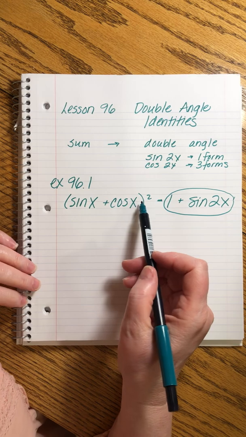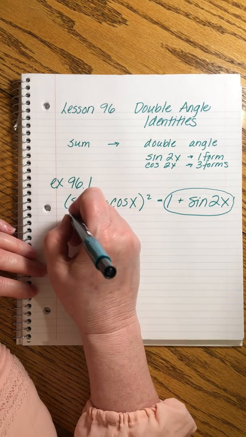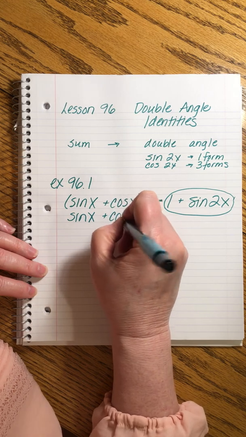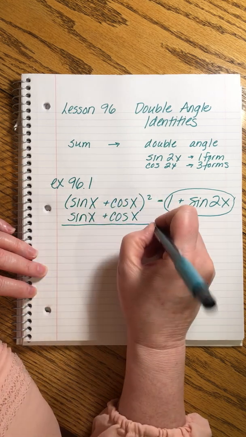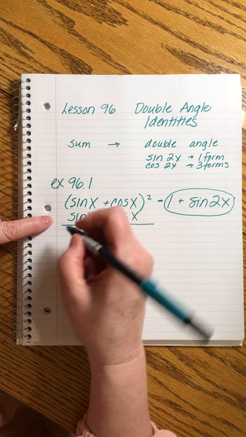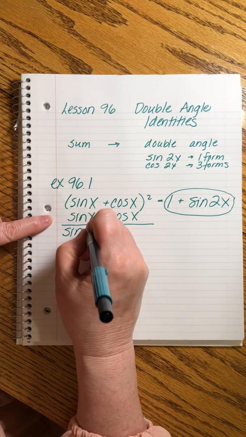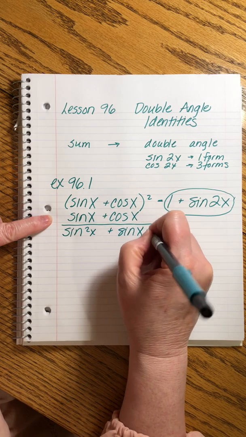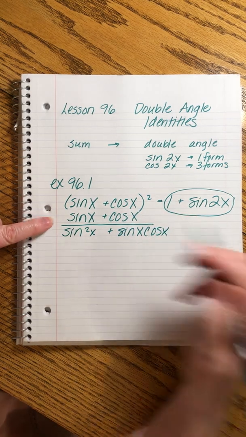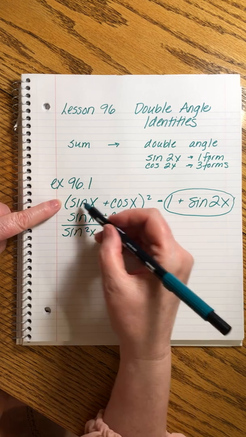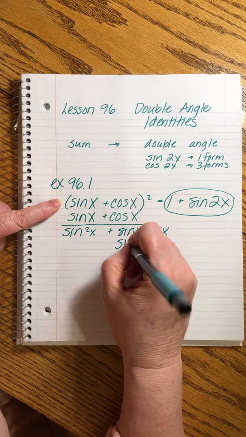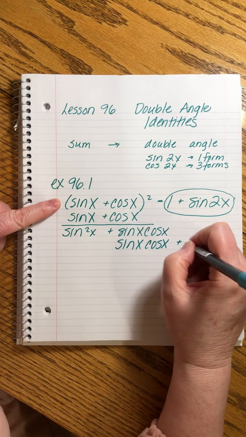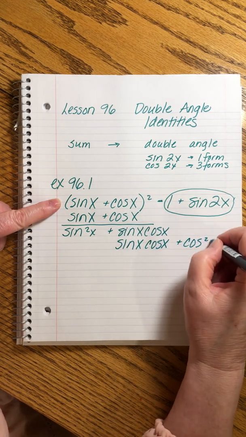Okay, the first thing we need to do is square this bad boy. So I'm going to write another one down here, and then I'm going to multiply these two to get the square, right? So this will be sine squared x plus sine x cosine x. Then we go up over here. Again, sine x cosine x plus cosine squared x.